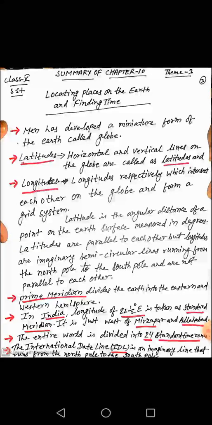The entire world is divided into 24 standard time zones. And the last topic in this chapter is the international date line, which is an imaginary line that runs from the North Pole to South Pole.